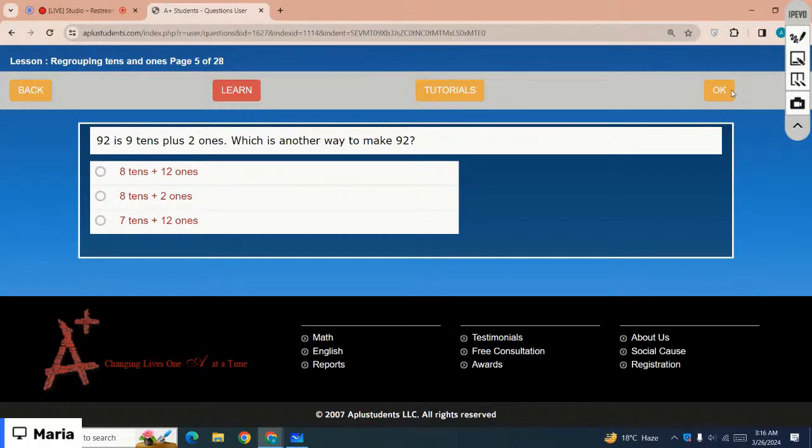Ninety-two is 9 tens and 2 ones, which is another way to make 92, which is the correct option. That is 8 tens plus 12 ones. You have to make 9 tens complete, right? When you write down 12 ones as 1 ten and 2 ones, so 8 plus 1 makes 9. The correct option is 8 tens plus 12 ones. Option number 1 is the correct option.